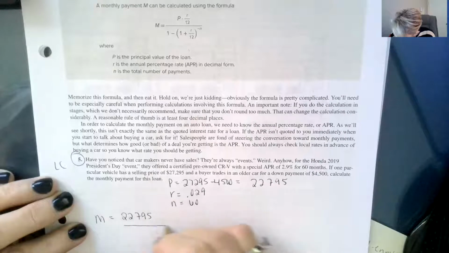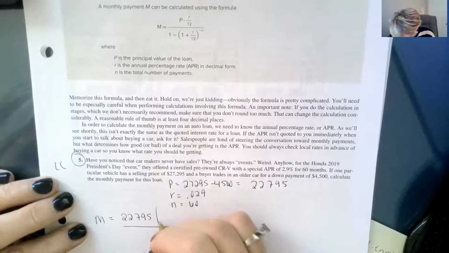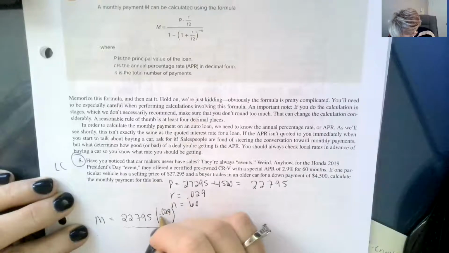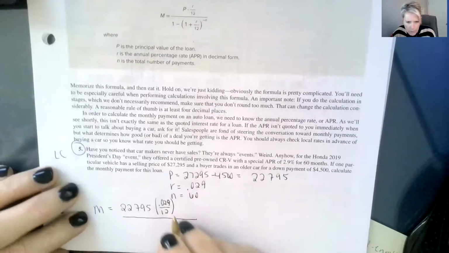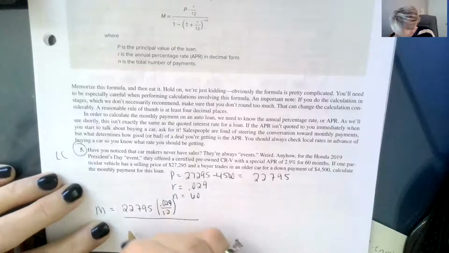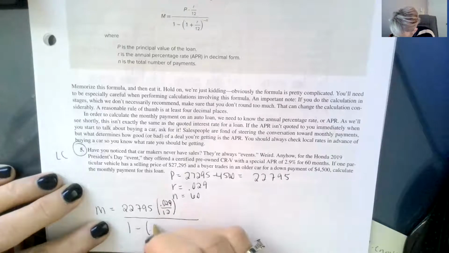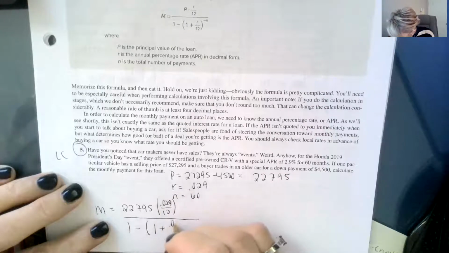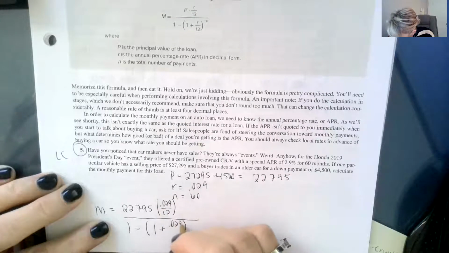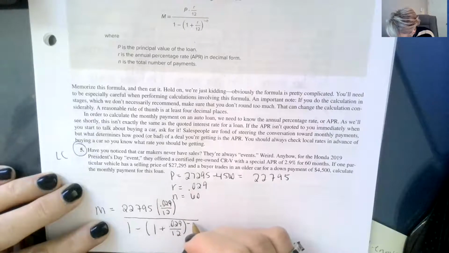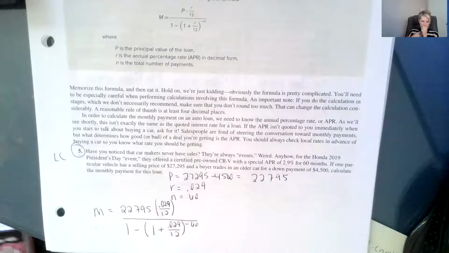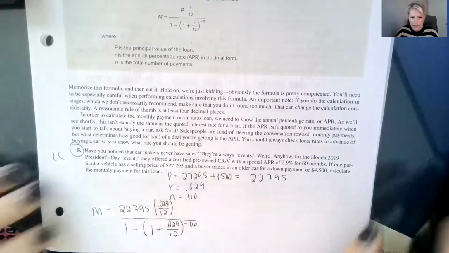22,795, and then in parentheses, 0.029 over 12, because you're making monthly payments. 1 minus parentheses 1 plus, and then the same fraction from up above, 0.029 over 12, and then an exponent of a negative 60. Excuse me. We're going to put this into Desmos.